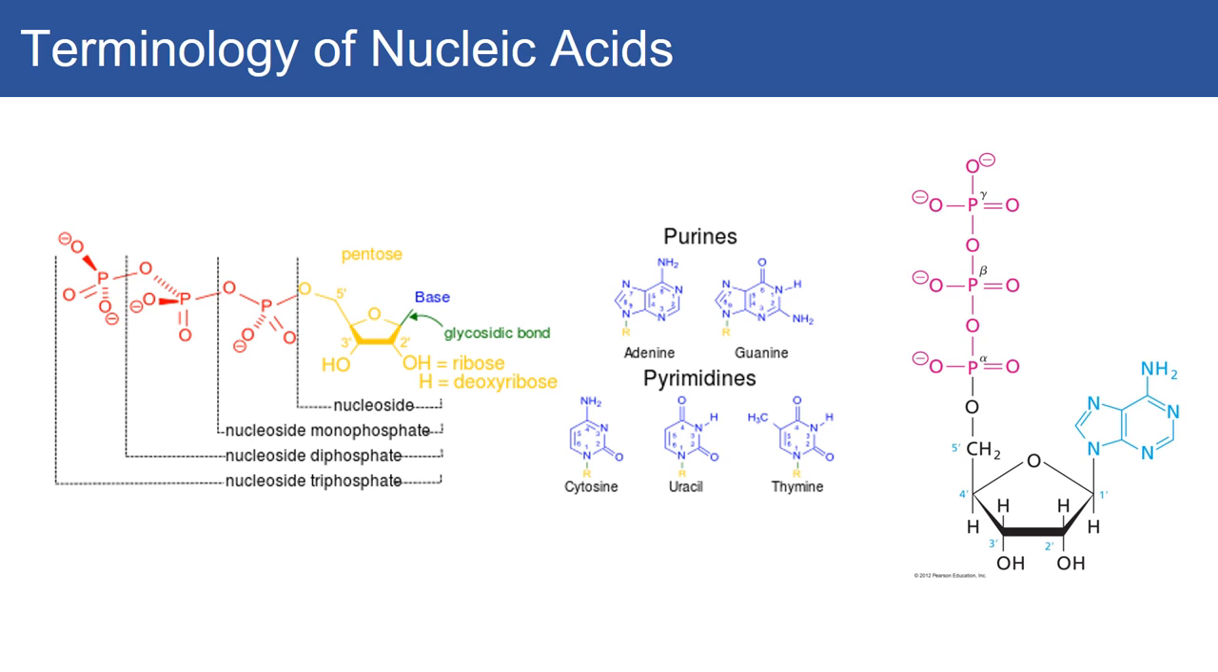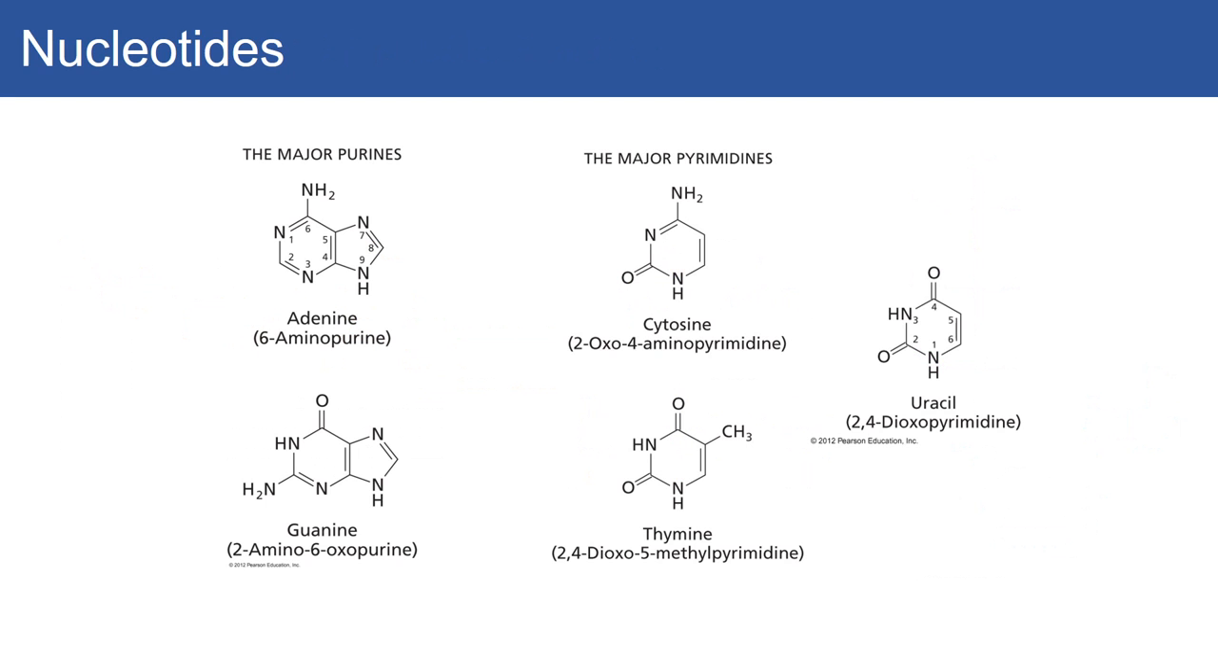So the nucleotide is composed of three components: the base, which, if you look at the far right figure, is in light blue, the ribose sugar, which is in black, and the phosphate groups, which are labeled alpha, beta, and gamma, and they are in purple. So that's a general overview of nucleic acids, which is important for manufacturing, obviously.